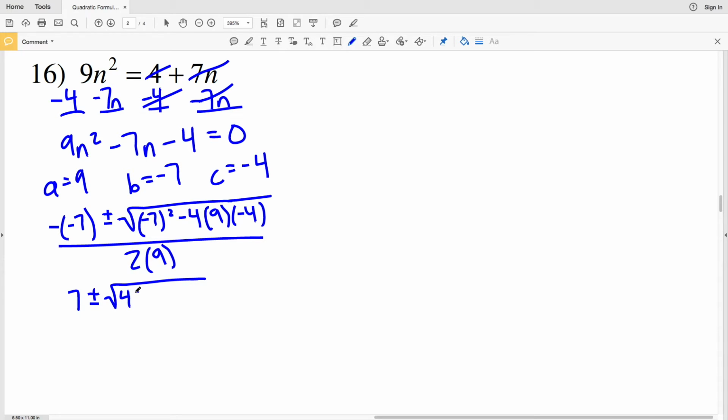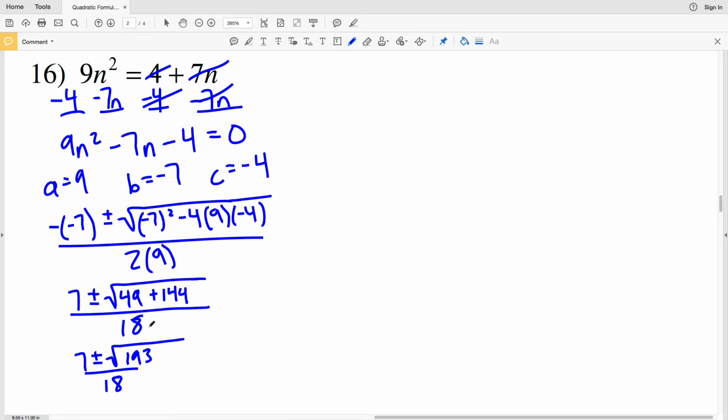So the opposite of negative 7 is positive 7, plus or minus the square root of negative 7 squared, which is 49, minus a negative number, since I'm multiplying a negative to two positives, so that'll be the same as adding a positive as opposed to subtracting a negative, and 4 times 9 times 4 equals 144. And that will be divided by 2 times 9, which is 18. So I'll have 7 plus or minus the square root of 49 plus 144, which is 193, all over 18.